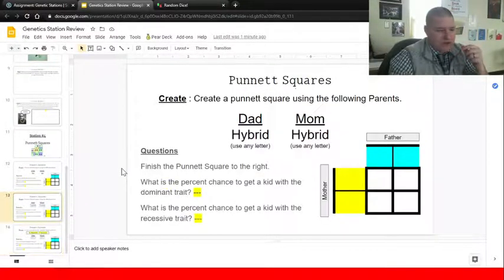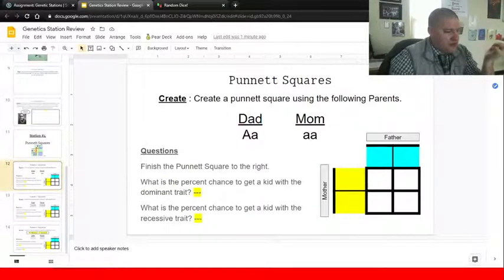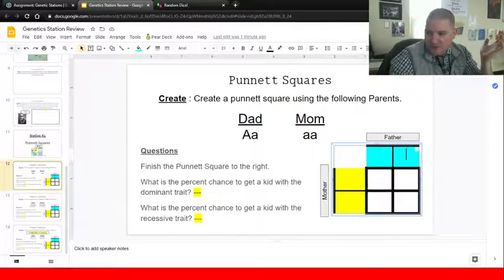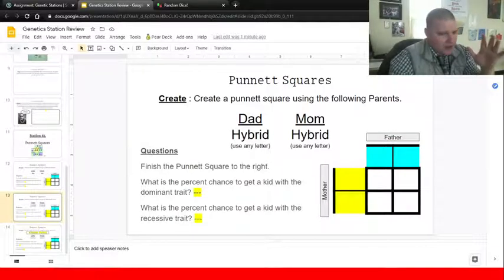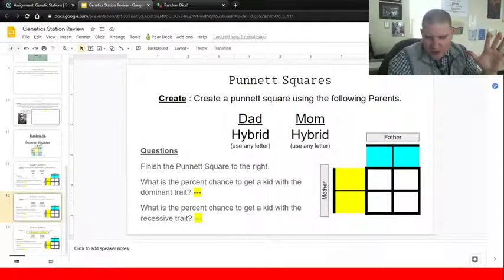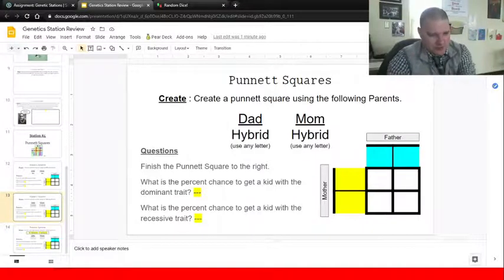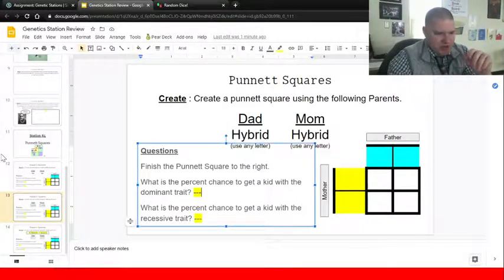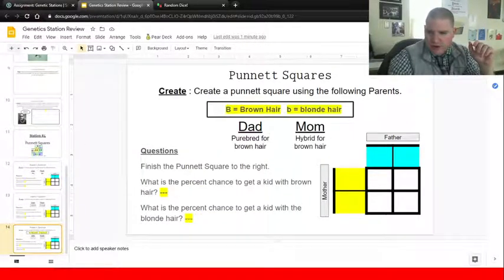Station number 4, Punnett Squares. You're just going to answer some Punnett Square problems. And we got it mixed up here to where we just give you the allele combinations. You're going to fill out the Punnett Square on the side. There's some where we give you the wording, so we're using things like purebred, hybrid, to fill out the stuff on the side. Make sure that you're getting the percentages down when it asks for the percentage.